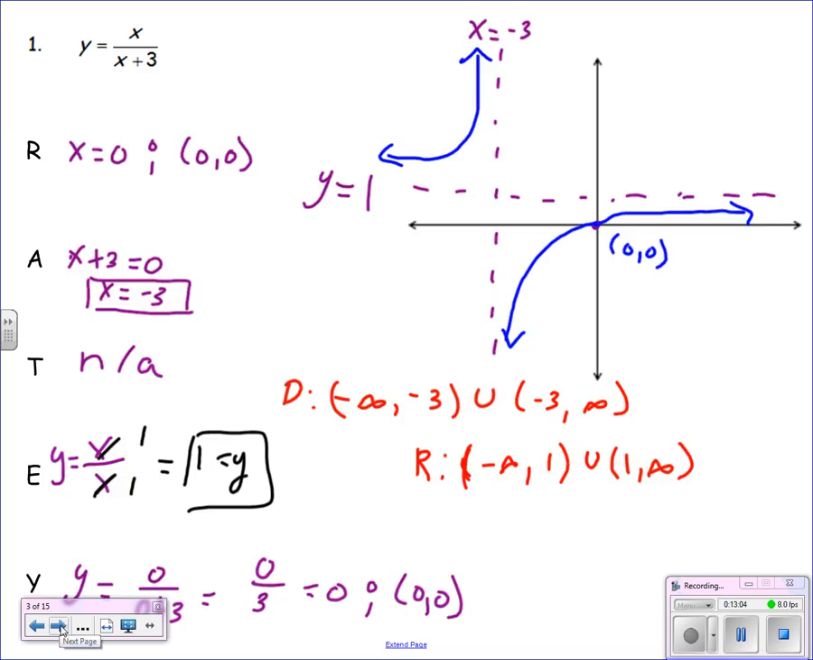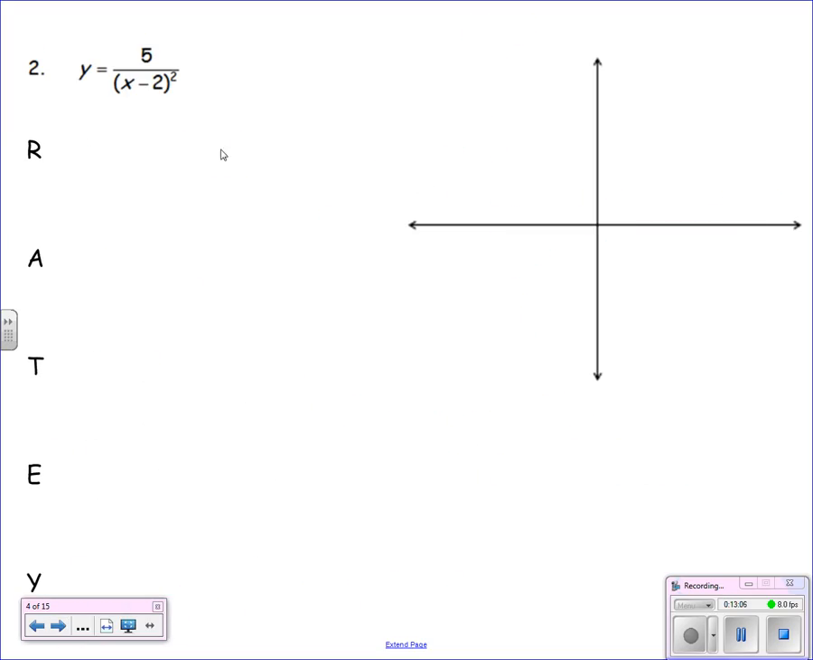Let's try another. Now, let's again remember that R stands for the roots, so you take your numerator, which is 5, and equal it to 0, and solve. Solve means get the variable by itself. There are no variables in my numerator. So when there are no variables, there are no roots. So no roots.